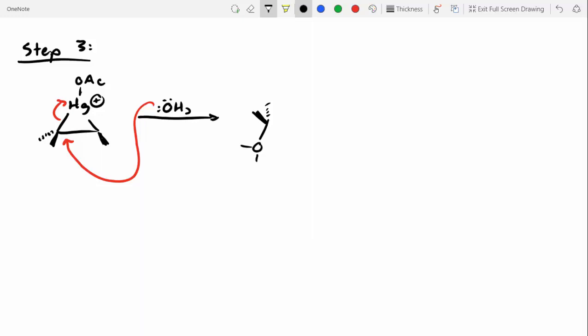And we've got OH2 added in. The oxygen has a positive charge. And then we've got HgOAc. And we still have this methyl group. Looks complicated, I know.